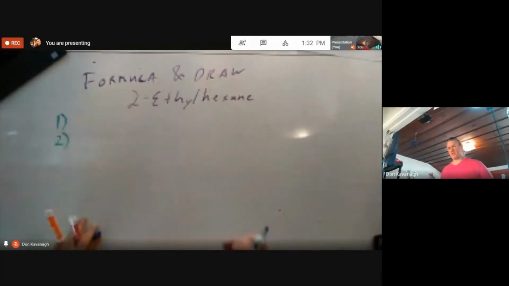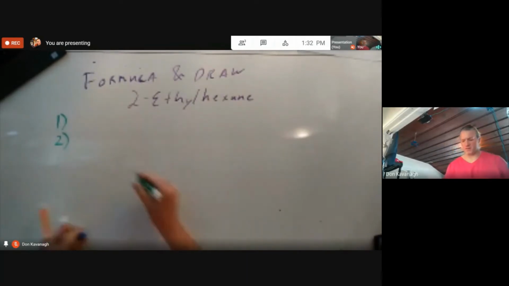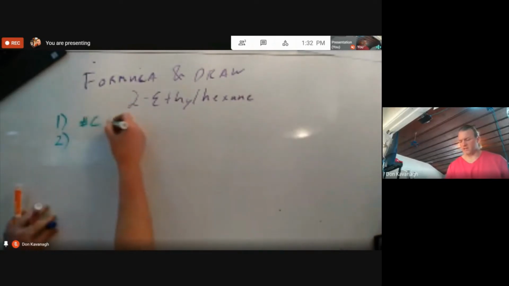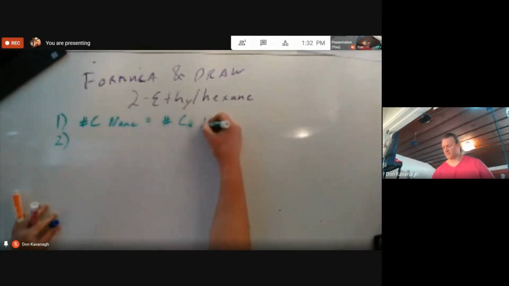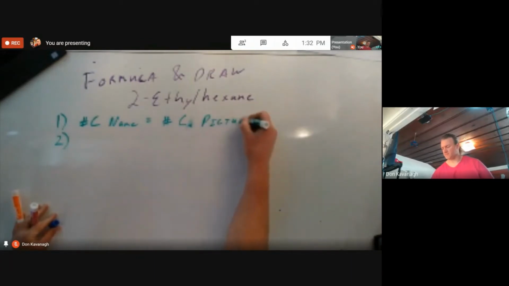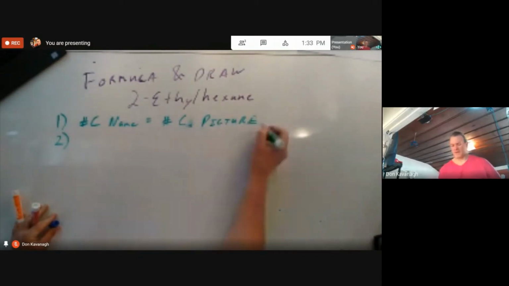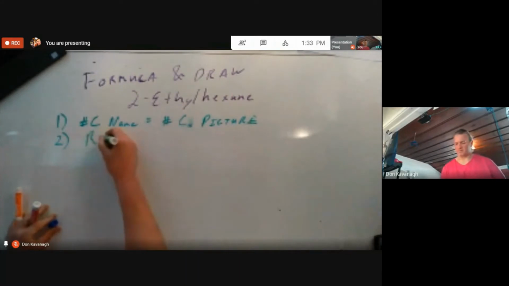The two best tips that I received when learning how to draw organic structures were that the number of carbons in the name has to equal the number of carbons in my picture, and to read backwards.